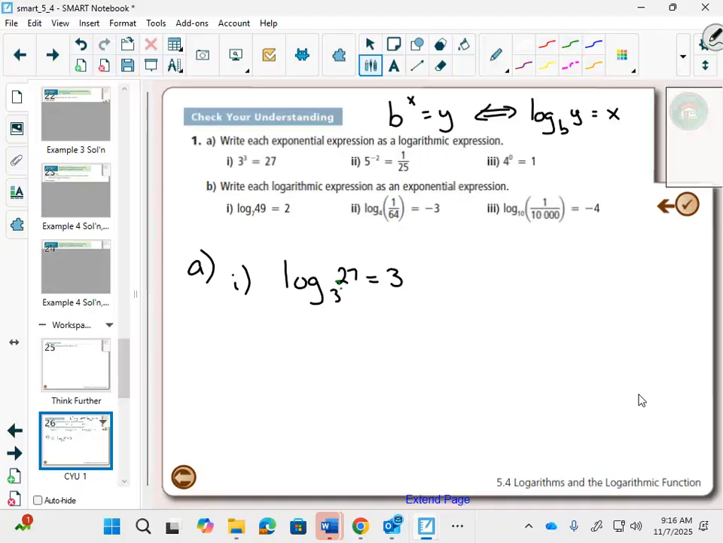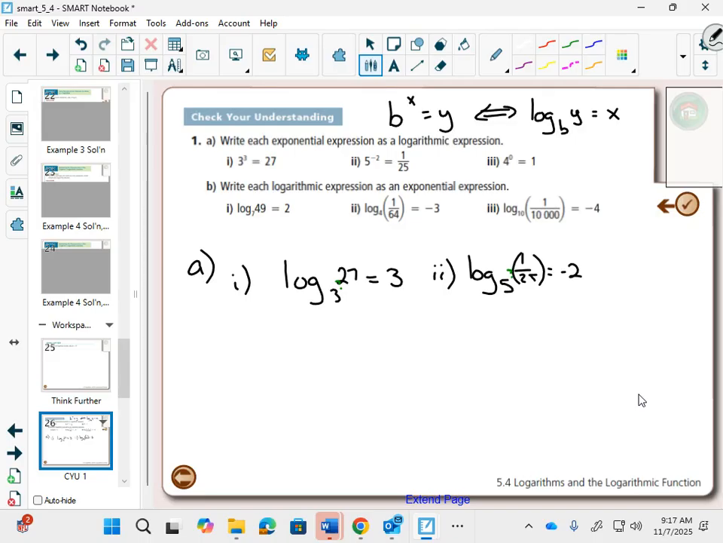5 to the negative 2 is 1 over 25. So if I write this as a log, the base is 5 just because the base is 5 there. Logs solve for exponents, so it will equal minus 2, and I will have 1 over 25 inside. And I see log 5 of 1 over 25, and my brain would say, oh, this means 5 to what exponent is 1 over 25? The exponent would have to be negative 2.